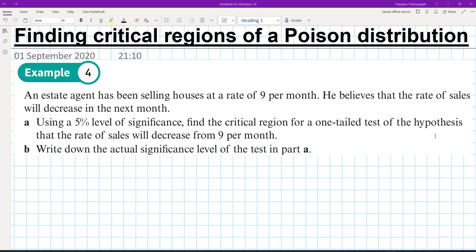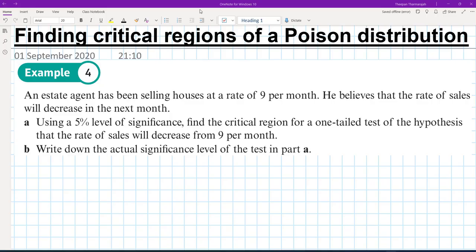In this video, we're going to look at working out critical regions of a Poisson distribution, given that we've got a one-tailed test. So let's take an example. An estate agent has been selling houses at a rate of 9 per month. He believes that the rate of sales will decrease in the next month. Part A, using a 5% level of significance, find the critical region for a one-tailed test of the hypothesis that the rate of sales will decrease from 9 per month.